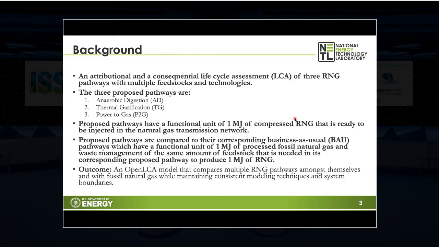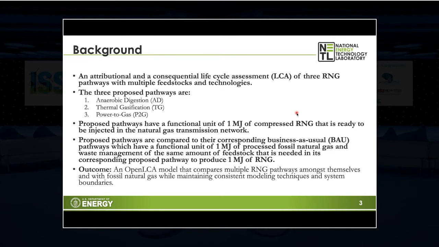The main motivation behind this work is the increased interest in natural gas from renewable sources as a strategy to decarbonize the natural gas sector. Here, we perform an attributional and a consequential LCA of three common RNG production pathways with multiple feedstocks and processing technologies. We evaluated anaerobic digestion, thermal gasification, and power-to-gas pathways for RNG production. I'll discuss the exact feedstocks of these pathways and the system boundaries in the upcoming slides.